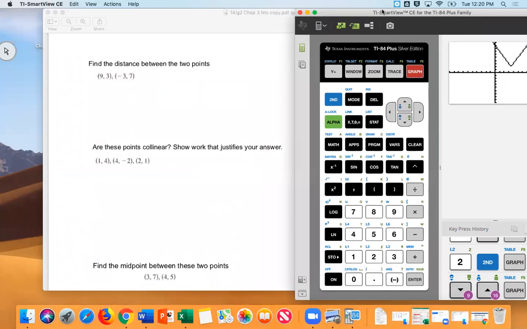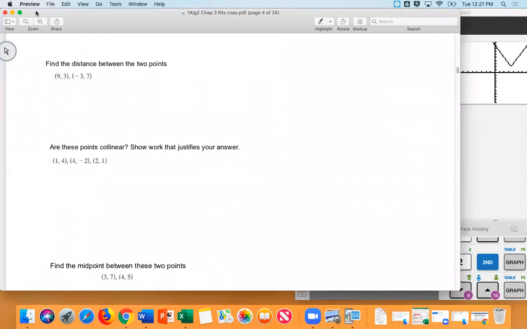All right, now we got a bunch of problems to do. So, Jake, what's the distance formula? The distance formula is x2 minus x1 squared plus y2 minus y1 squared, with the square root of the whole thing? Yeah. Very good.